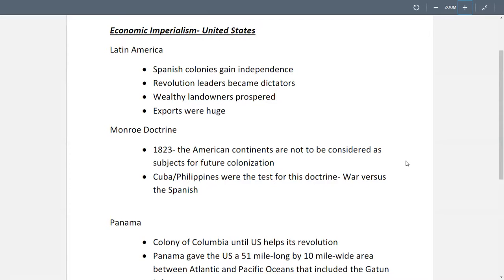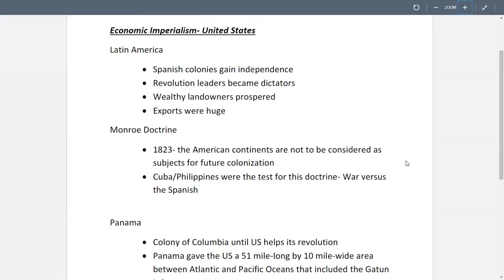During President Monroe's terms in office, he makes an announcement during a speech and says the American continents, both North America and South America, are not to be considered as subjects for future colonization. He does not want the British, the Germans, the Spanish, the Portuguese, anybody outside of the Western Hemisphere, the North American and South American continents, coming and dividing places up. It's too close to the United States.